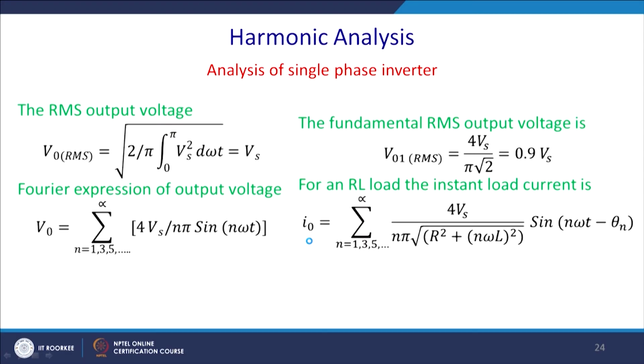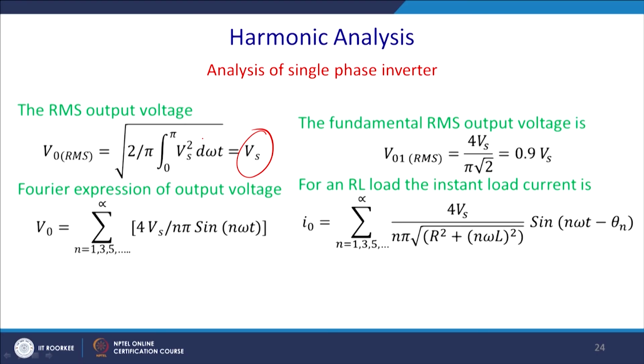Now, harmonic analysis of it. So, what should be the RMS value of the output voltage? Since it is an AC, we are interested to find this AC RMS value. So, we require to integrate over it, 2 by pi, 0 to pi, V square dt, and you will get essentially the value equal to Vs.